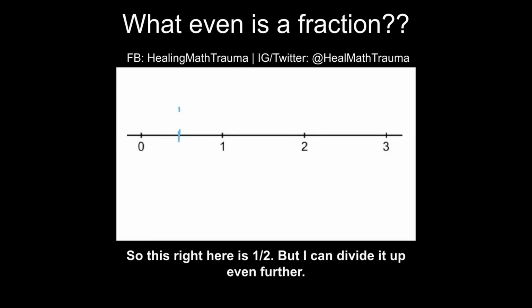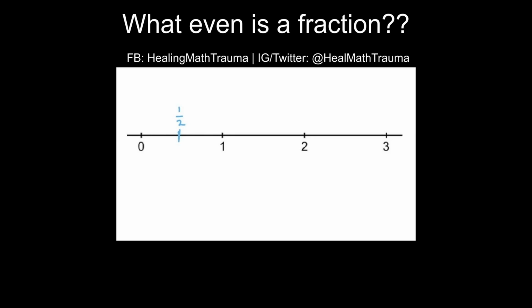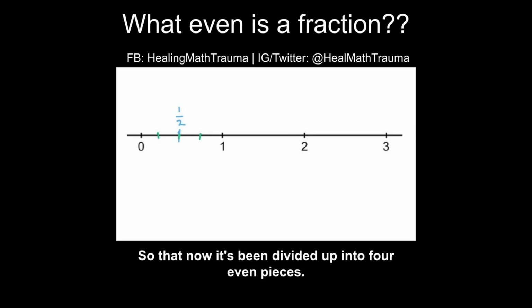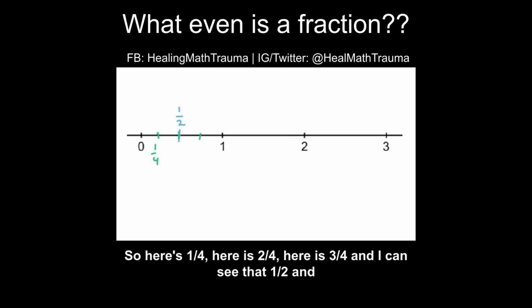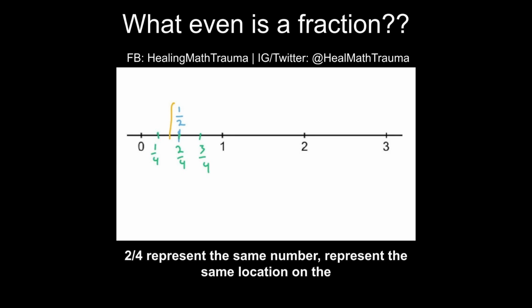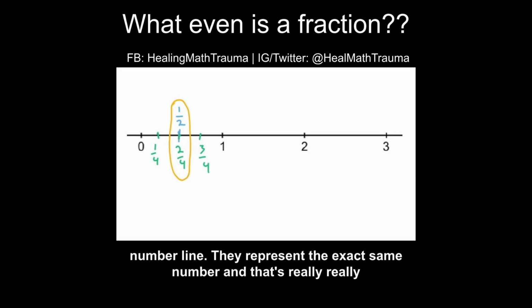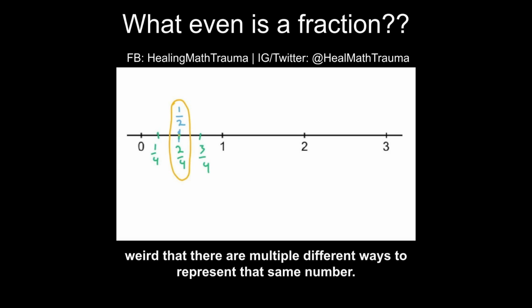So this right here is 1/2, but I can divide it up even further so that now it's been divided up into four even pieces. And so here's 1/4, here's 2/4, here's 3/4, and I can see that 1/2 and 2/4 represent the same location on the number line. They represent the exact same number. And that's really, really weird, that there are multiple different ways to represent that same number.